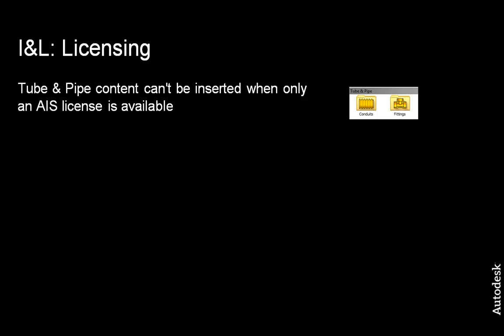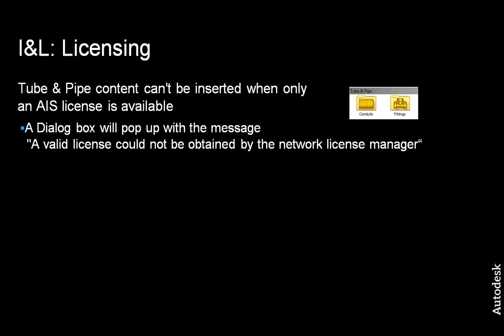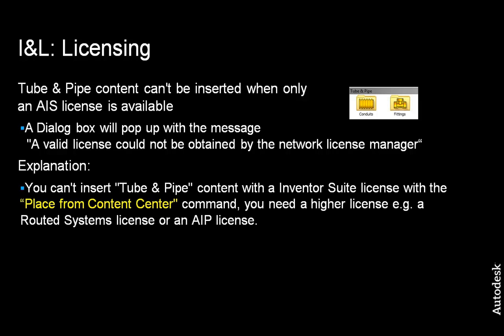The problem that surfaced in 2010 is that in order to do this, we consume an AIP license, basically. You will see when you try to do this, in the worst scenario, when no AIP license is available and you only have, for instance, an AIS license, it should be perfectly possible to do this, but instead you get a dialog box that will pop up with the message, a valid license could not be obtained by the network license manager.